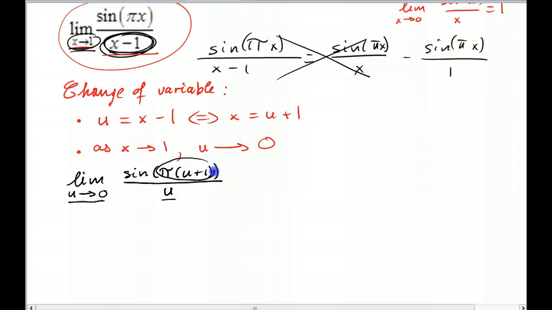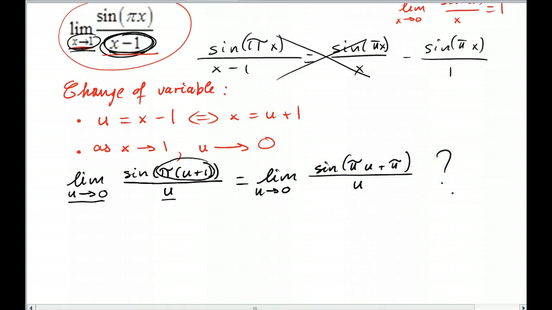It got a little bit messier inside the sine, okay? So we got to do something about that. Well, the first thing you have to do is a no-brainer. You have to expand, okay? So this is the sine of pi u plus pi, the sine of pi u plus pi over u.